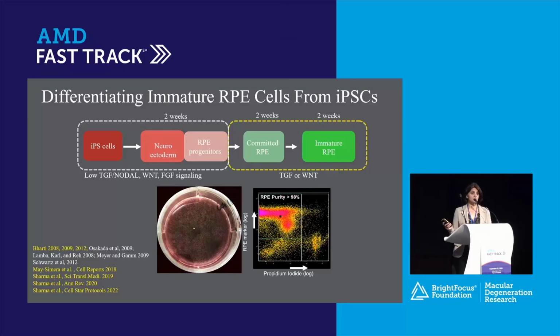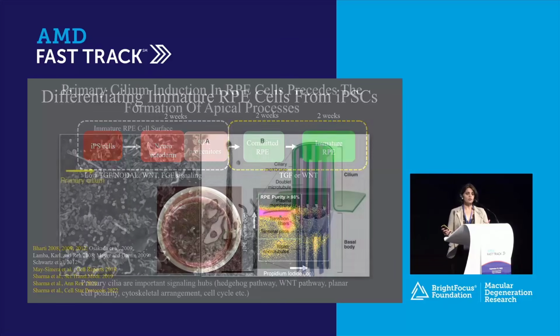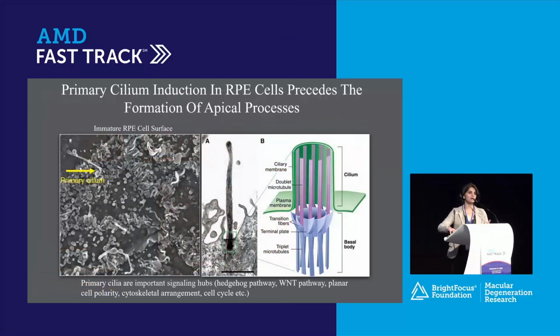So by using this tool of a reporter line, we were able to make the immature RPE cells, but we wanted to make sure that the protocol that we are developing does make a functional mature cell. At the same time we were working on the choroidal cells, we had an observation in the cells. We noticed that in the immature stage, before they had fully developed apical processes, we saw this organelle, marked by a yellow arrow, the primary cilium.